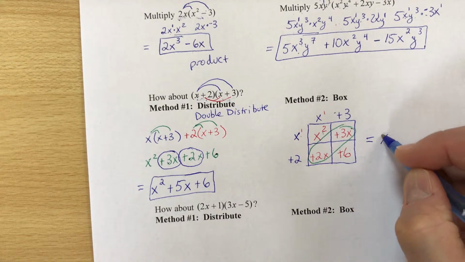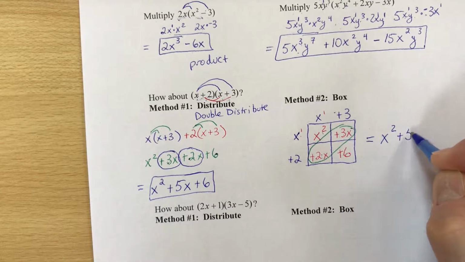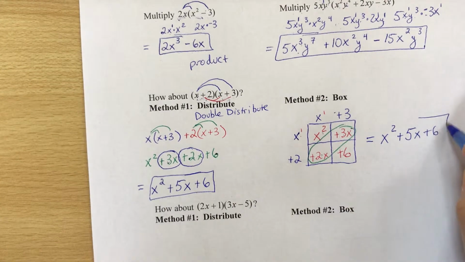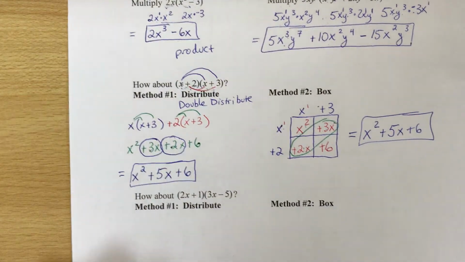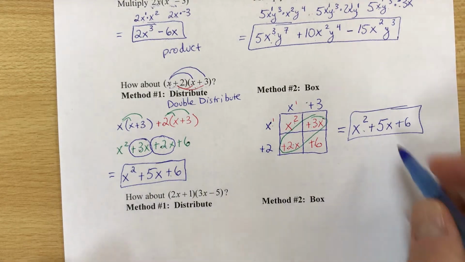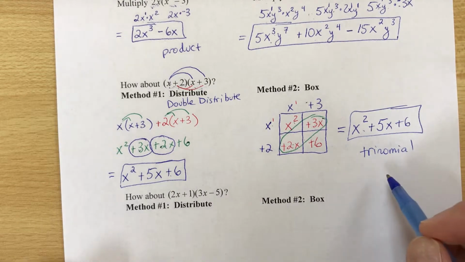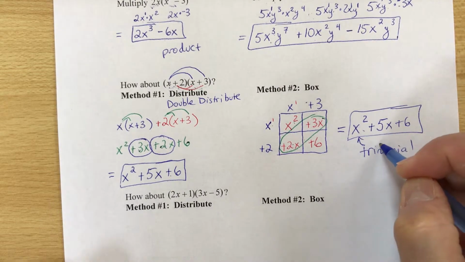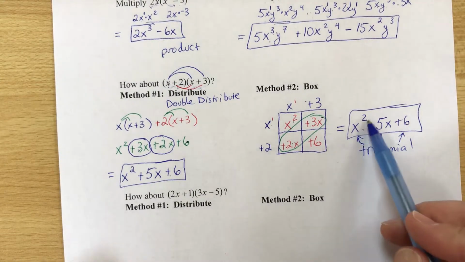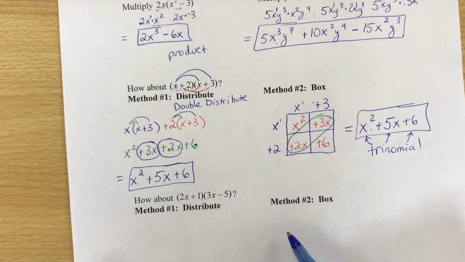So we have x squared, 2x plus 3x, we add those up, that is 5x, and then plus 6. And that's the solution. That's as far as we go with that. Notice it's the same answer as here. This is called a trinomial because we have 3 terms, 1, 2, and 3. And we will always put the x squared, the biggest exponent, first.